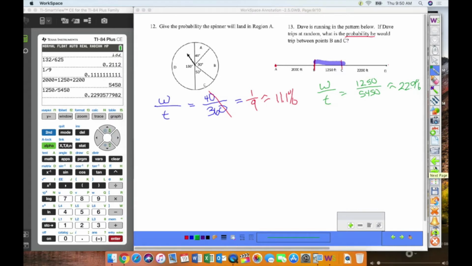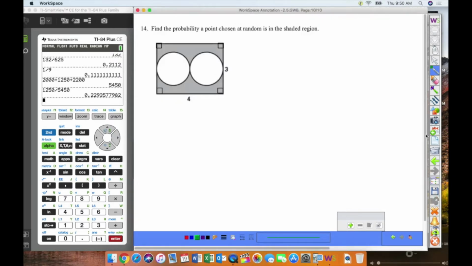And just one more of these. Find the probability that a point chosen at random is in the shaded region. You can see the outside shape is a rectangle, and we've got circles inside of this. We need to find the probability, so we do want over total, and we want to land in the shaded region. The area of the shaded region is a goofy shape, so we have to figure out what that is. Wouldn't that be the whole rectangle take away these two circles?